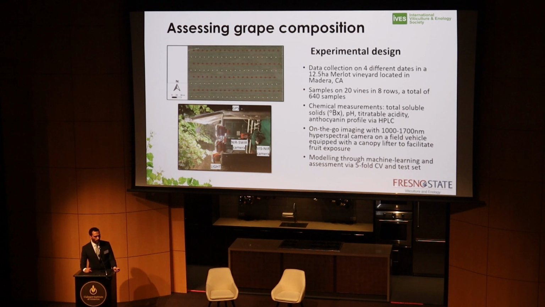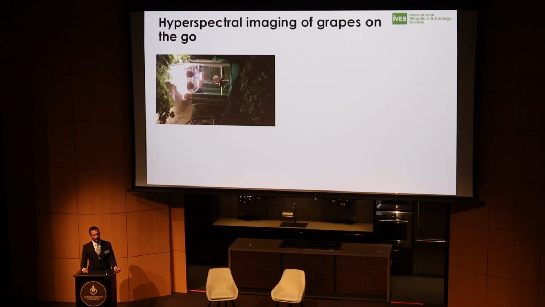And we worked in collaboration with Gallo in a vineyard of Merlot, which was roughly 12.5 hectares, and sampled roughly 640 samples on 20 vines, 8 rows, and 4 different dates. We work with shortwave infrared mostly because of the sensitivity to chemical compounds. And this was the first time that this work was done with a shortwave infrared imaging system. And we assessed not only Brix, pH, and TA, but we also did HPLC on the grapes, and we analyzed the full anthocyanin profile. Then the modeling was done through machine learning and the assessment with cross-validation and test sets.